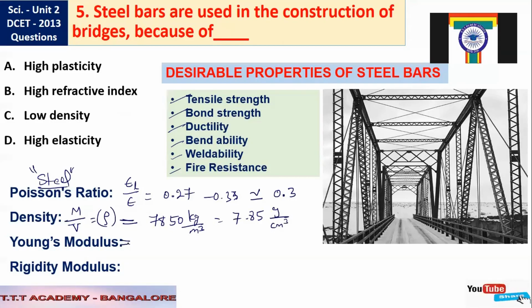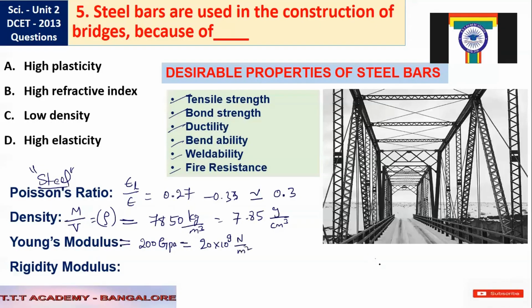Next, Young's modulus. Young's modulus is nothing but linear stress by linear strain, or linear stress by longitudinal strain, or direct stress by direct strain. That is Young's modulus. The Young's modulus of steel has the highest value, approximately equal to 200 GPa. 200 GPa is nothing but 200 into 10 to the power of 9 Newton per meter square.